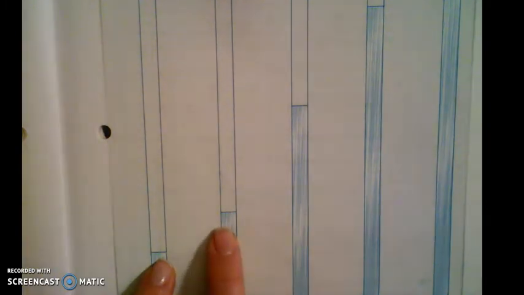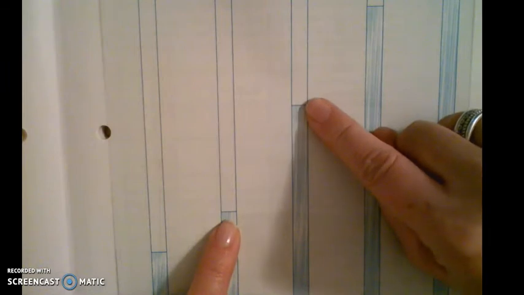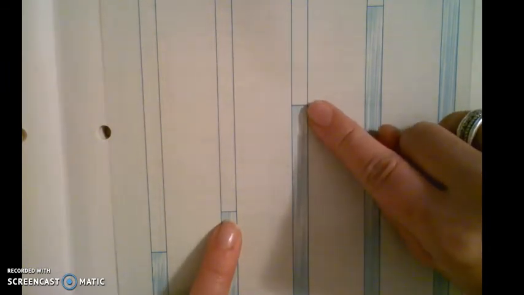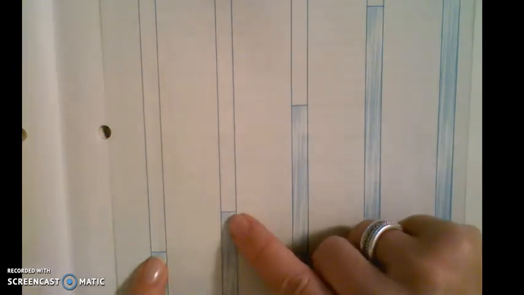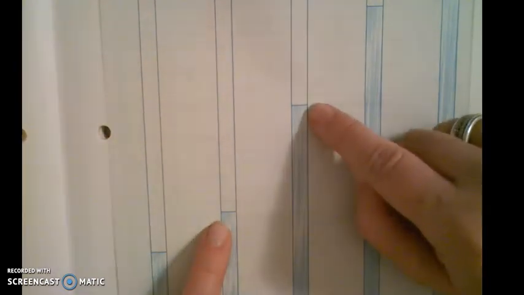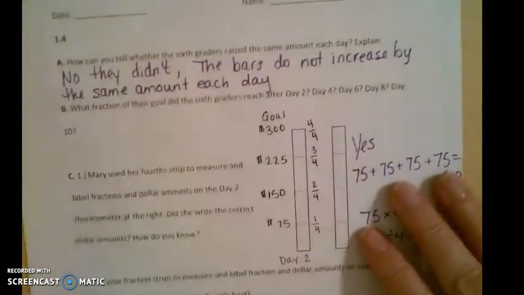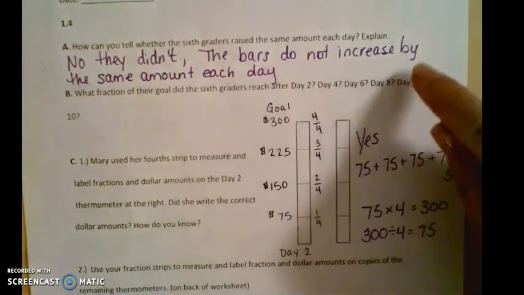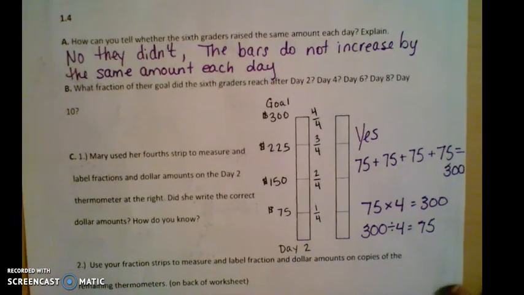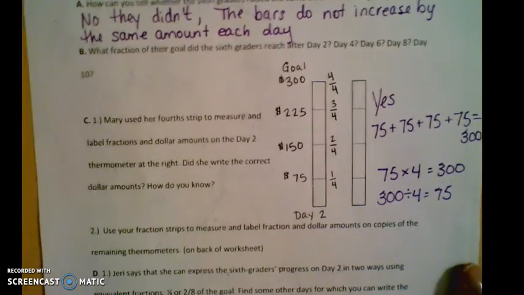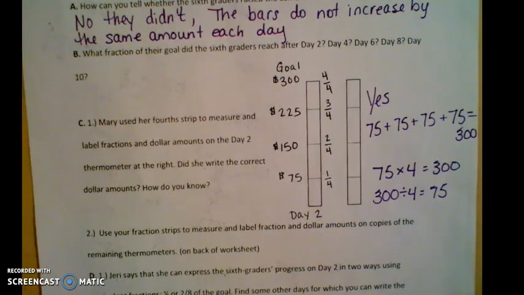For example, there was a little bit of increase between day 2 and day 4, but there was a big jump between day 4 and day 8. So I'm going to say that they didn't sell the same amount each day because this was a little bit of increase versus this being a lot of increase. So the answer that I said, no they didn't. The bars did not increase by the same amount each day. So the next question says, what fraction of their goal did they reach after day 2, day 4, day 6, day 8, and day 10?